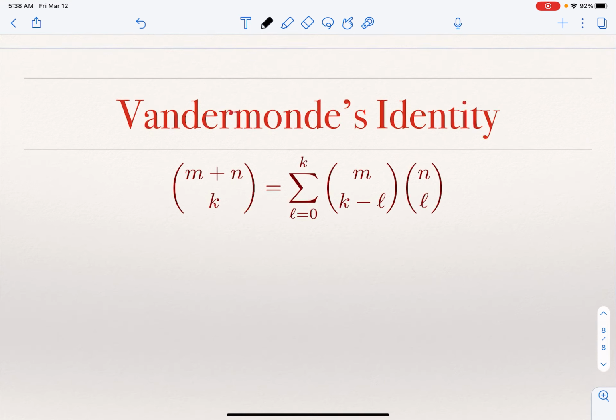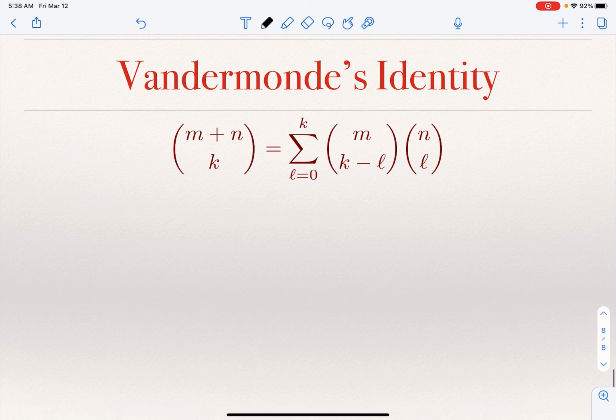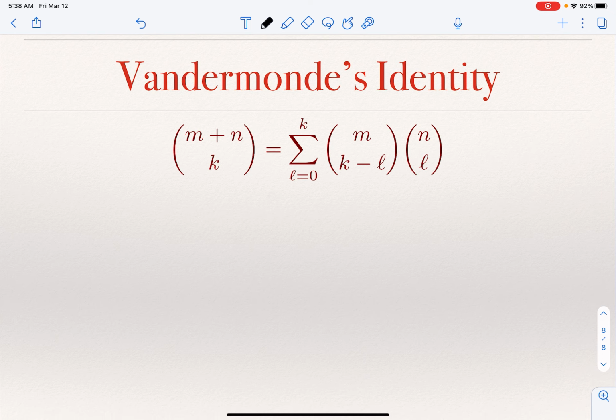Okay. Let's look at another one that's known as Vandermonde's identity, that says m plus n choose k equals the summation on the right. When you see something like this, m plus n, immediately you can think about it: let's think about two types of objects, and we are counting over two types of objects.